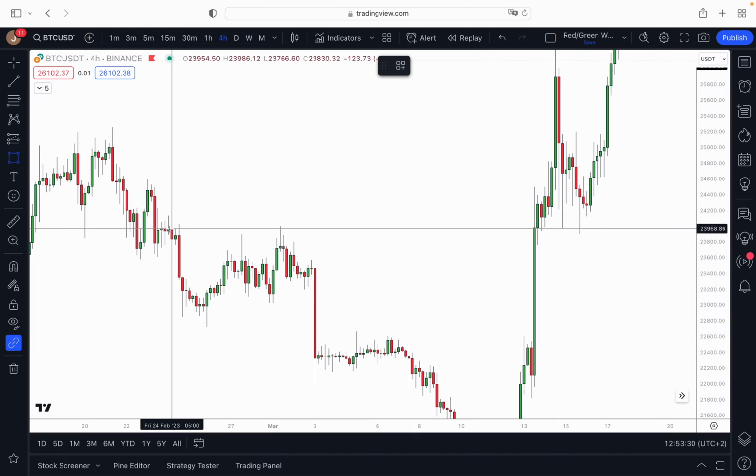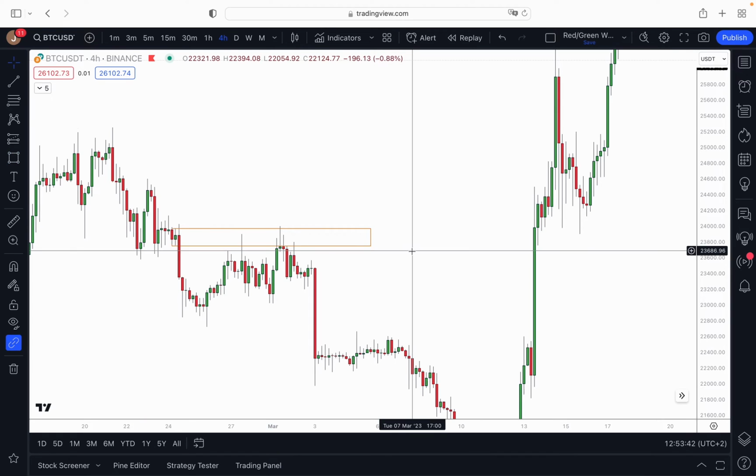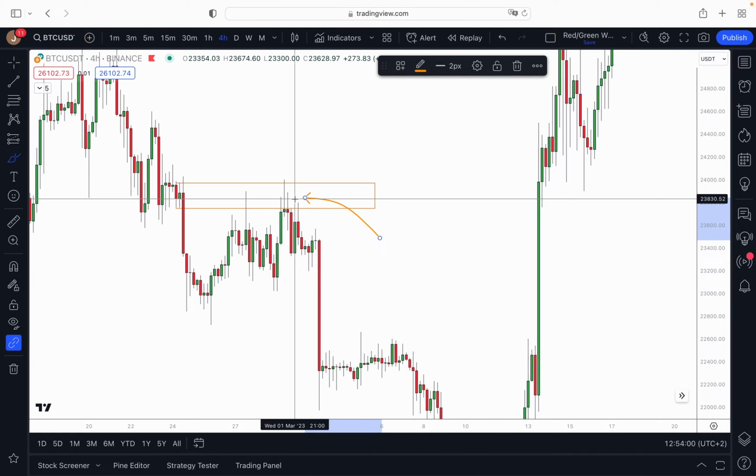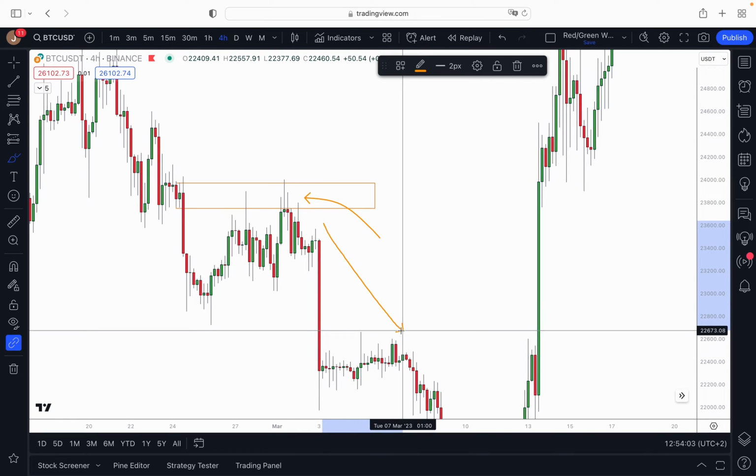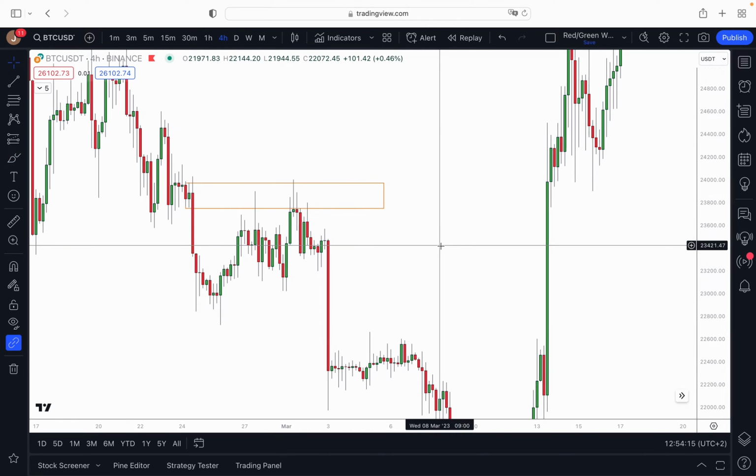Here we have another example. We have this bearish structure to the downside. We have this last green candle right here. Put our order block right here, and as you can see, we reacted right here and had an explosive move to the downside. So how can you apply them for your trading?